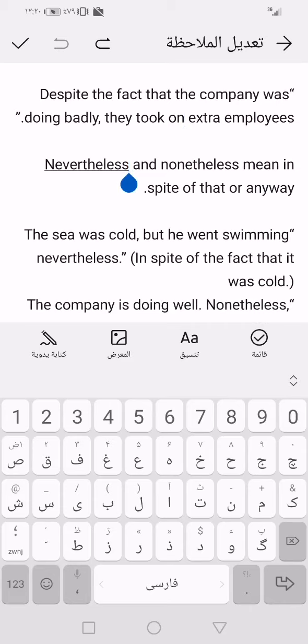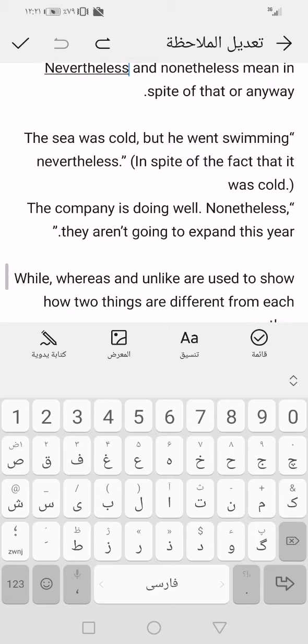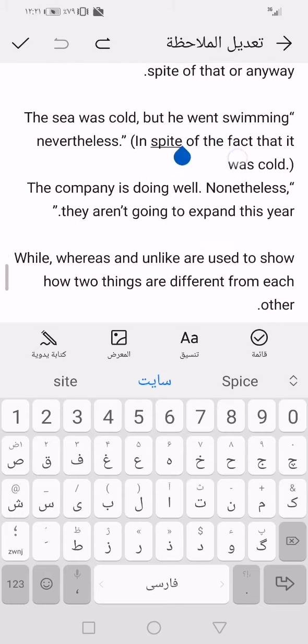Nevertheless and nonetheless mean in spite of that or anyway. The sea was cold but he went swimming. The sea was cold, but he went swimming. Nevertheless, or in spite of the fact that it was cold, is the same thing.